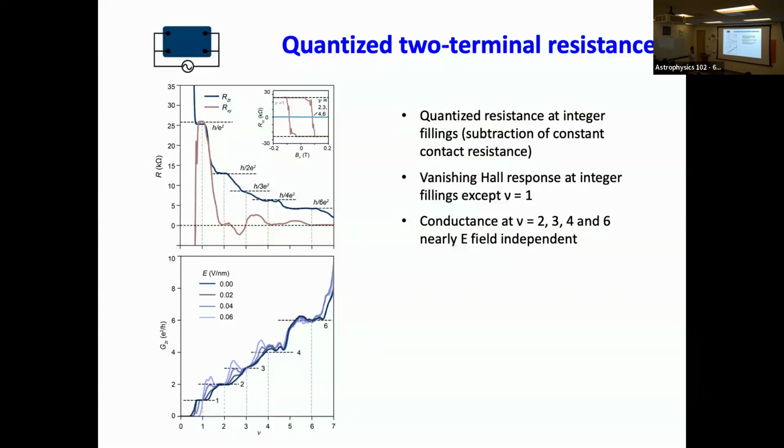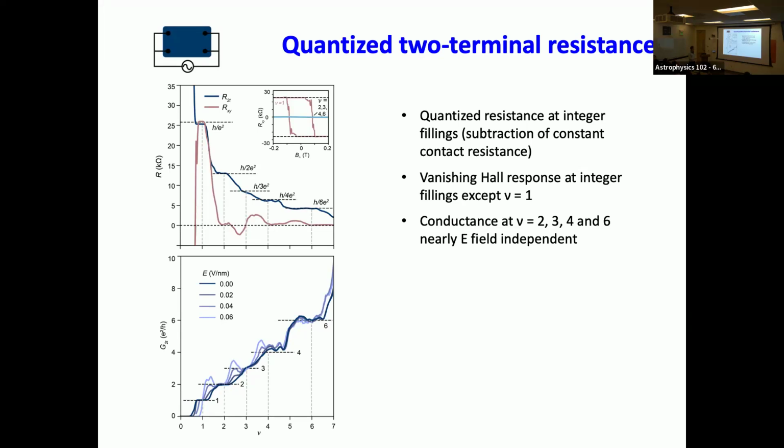The blue curve is the two-terminal resistance after subtraction of a constant contact resistance. To calibrate the contact resistance, we tune the system to filling factor beyond 10, and calibrate the two-terminal resistance to the four-terminal resistance. At that point, the four-terminal resistance is only 100 to 200 ohm. So we subtract one constant, and automatically you get filling factor 1 equal to h over e squared. That's expected. At the same time, you also get h over 2e squared, h over 3e squared, h over 4e squared, and h over 6e squared plateaus.